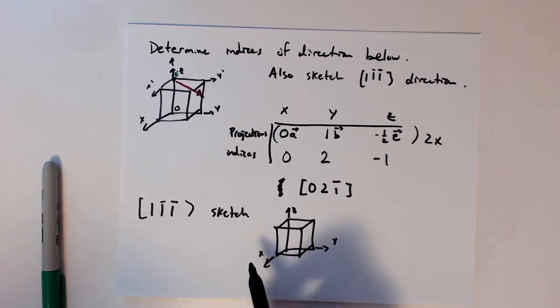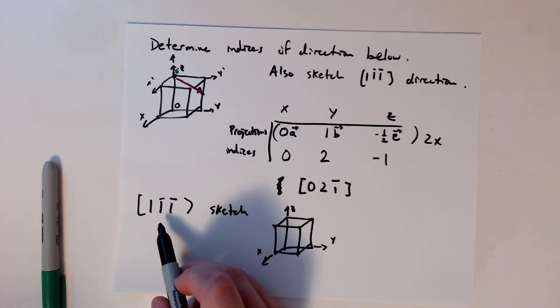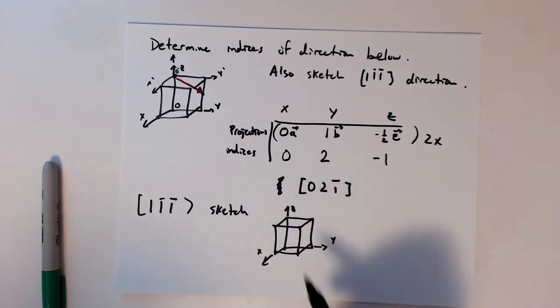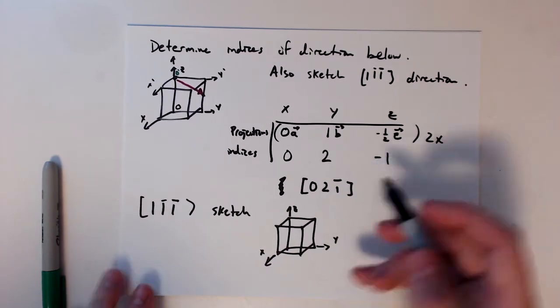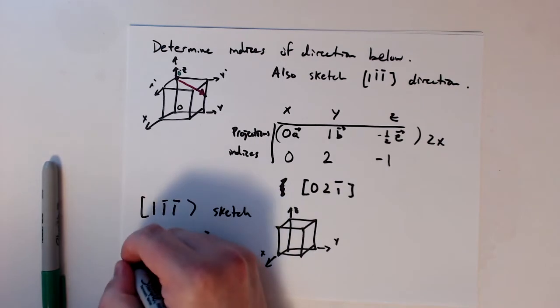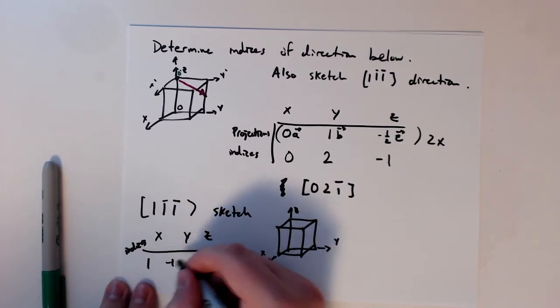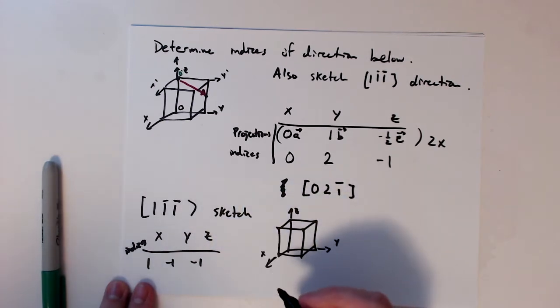So we have 1 bar 1 bar 1, which means 1, -1, -1. And so the way I'm going to do these types of questions is just in reverse of what I did up here, right? I'm going to make a table. I'm going to start with my indices. So I know my indices are 1, -1, -1.